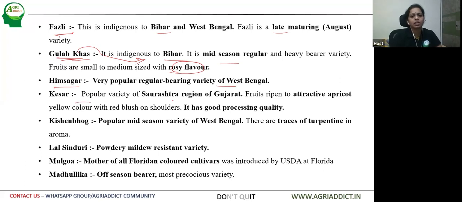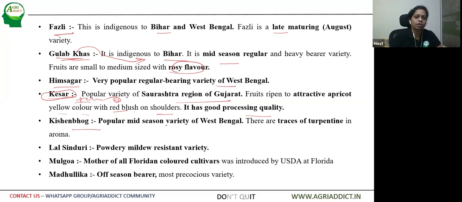Then Kesar, Saurashtra of Gujarat, which has red blushes on the shoulder. It is of good processing quality. So for fresh juices or squashes, it is used popularly. Kesar is yellowish to orange color, with orange to red color on the shoulders, and an attractive yellow color when we cut the fruit. So that is why I have told you yellow color.